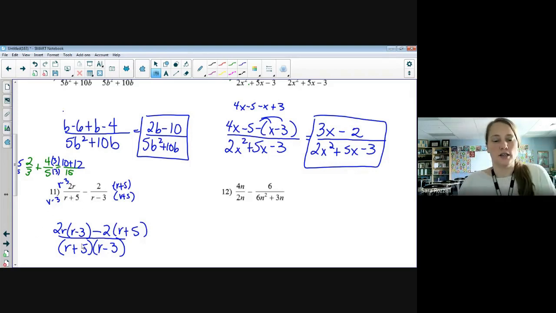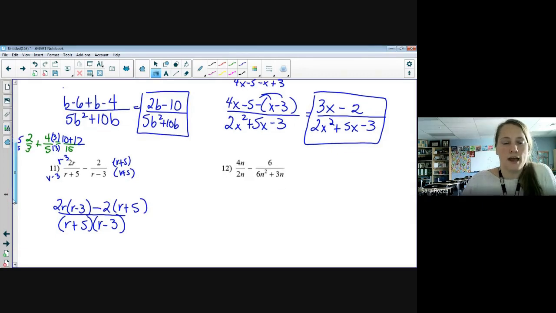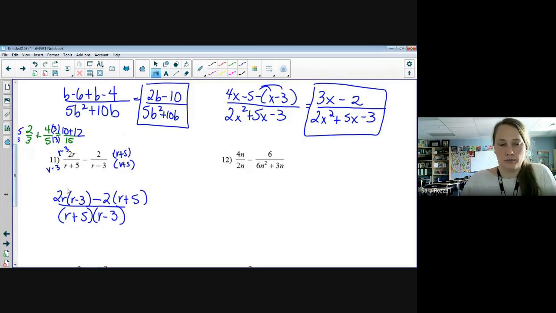All right, so just another reminder, our denominators didn't have anything in common, so we multiplied them together. Then we looked and said, oh, that had r plus 5, but I needed r minus 3, so I've got to do that on top and bottom. So the 2r has got to be multiplied by the r minus 3. Over here, I needed r plus 5, so the 2 has got to be multiplied by the r plus 5. And now we just distribute and combine like terms. We'll be good to go on this problem.